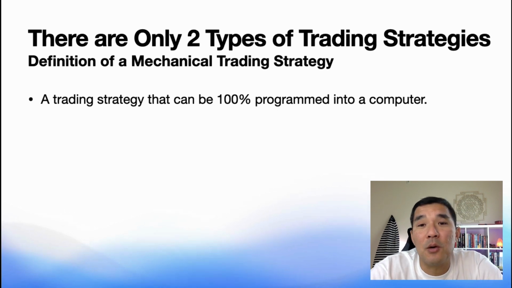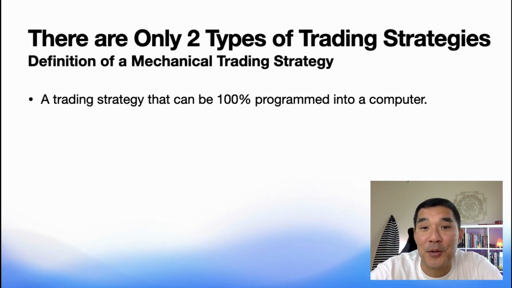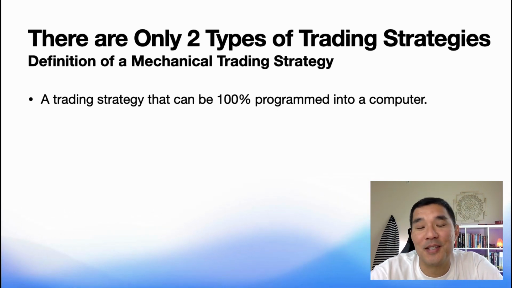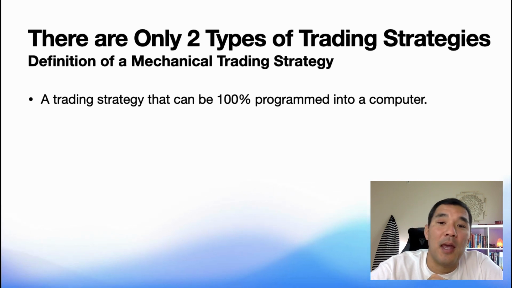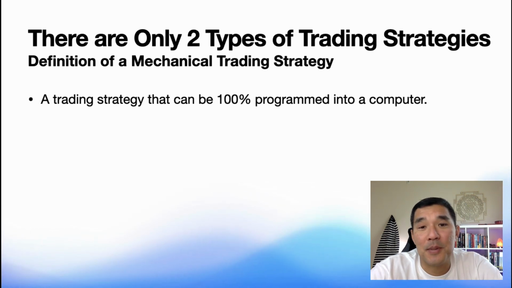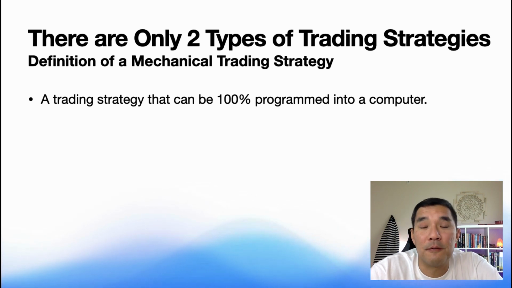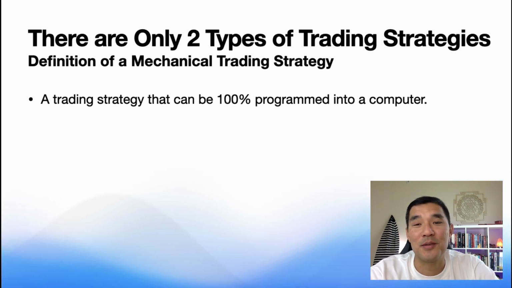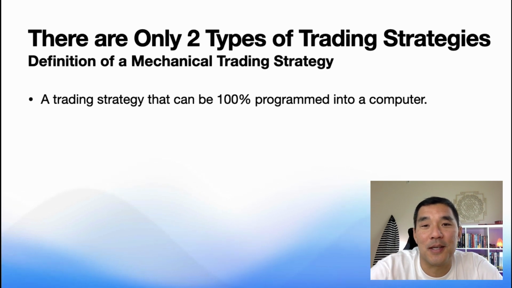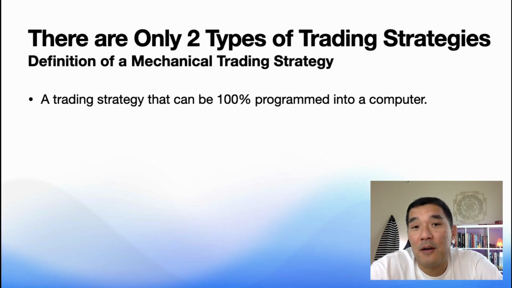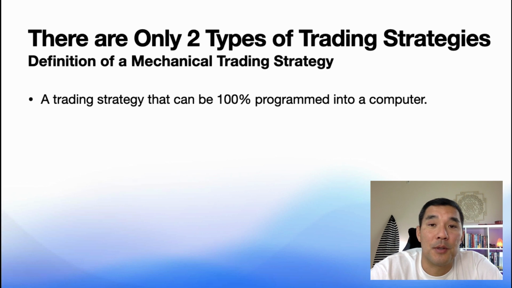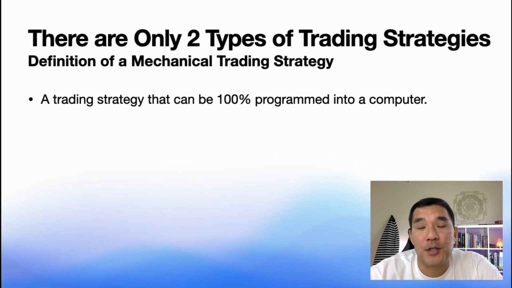Okay, so there are basically only two types of trading strategies, period. No matter what anybody says, there are only two types. And the first type is a mechanical trading strategy. And a mechanical strategy is what most traders are looking for in the beginning. They just want it so that you put in a bunch of rules and you get some money out, right? And in reality, it can work, obviously, people do it. But it has to be able to be 100% programmed into a computer. So that's all there is to a mechanical trading strategy.